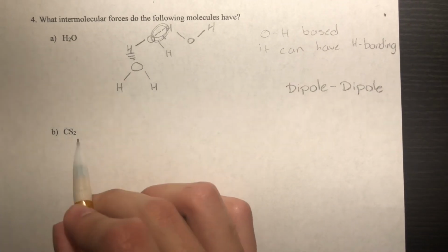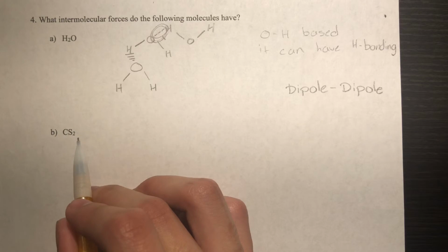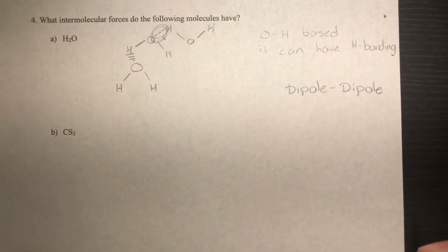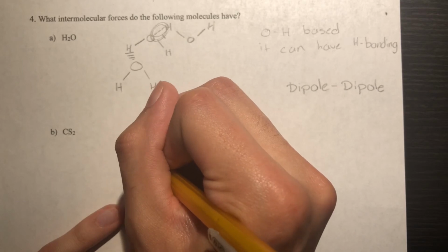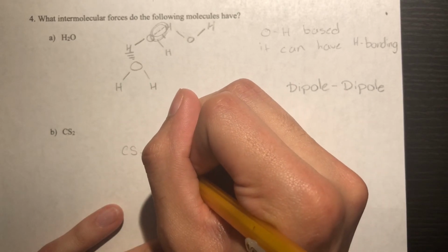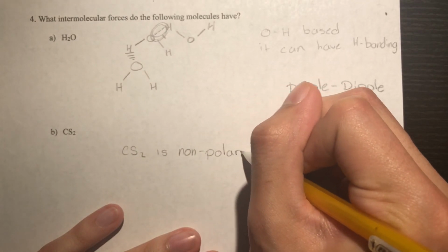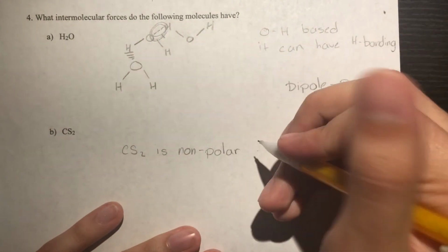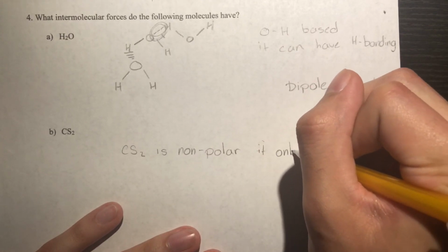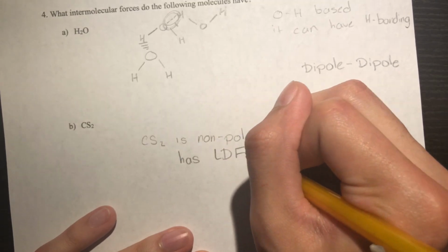Now, since CS2 is non-polar, you can't draw anything for that one. It's non-polar, but it only has LDF, so we just put that. CS2 is non-polar. It only has LDF.